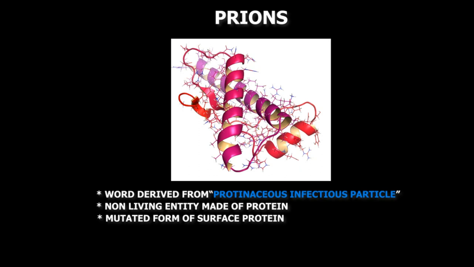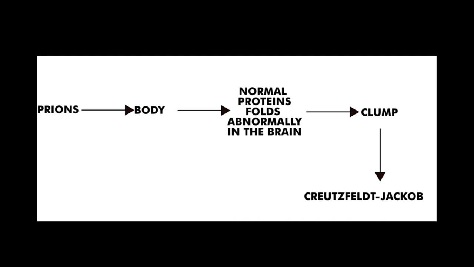Prions get transferred or transmitted from one organism to other through infected meat. After entering the body, prions trigger normal proteins in the brain to fold abnormally and create a clump, and cause a brain disease called Creutzfeldt-Jakob.